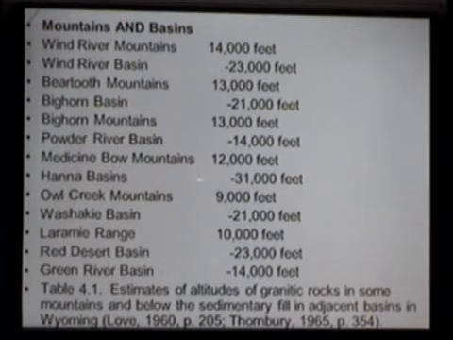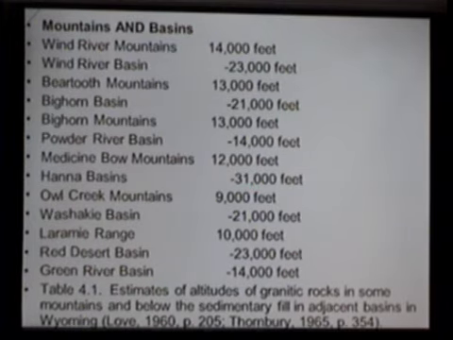Various mountain ranges and the depth. Now the biggest change, the largest change, is the Wind River Mountains, where the granite is up to 14,000 feet. But in the Hanna Basin, it's down to 31,000 feet below sea level. That represents a change of 45,000 feet of this going on in Wyoming. You can make similar calculations for many other places, like the Uinta Mountains. I've done that. It's about 40 to 45,000 feet of this.